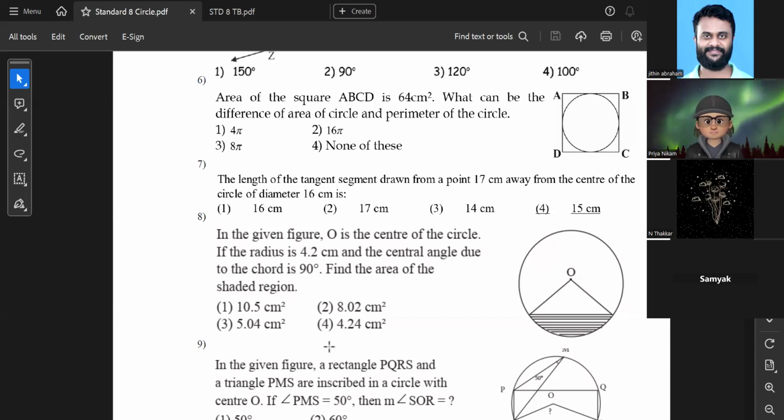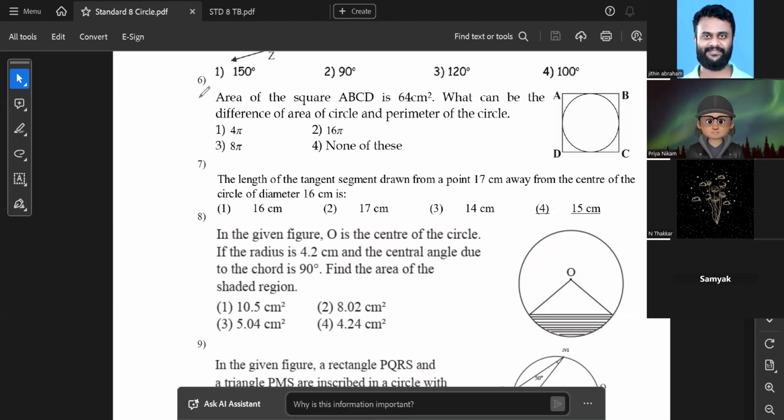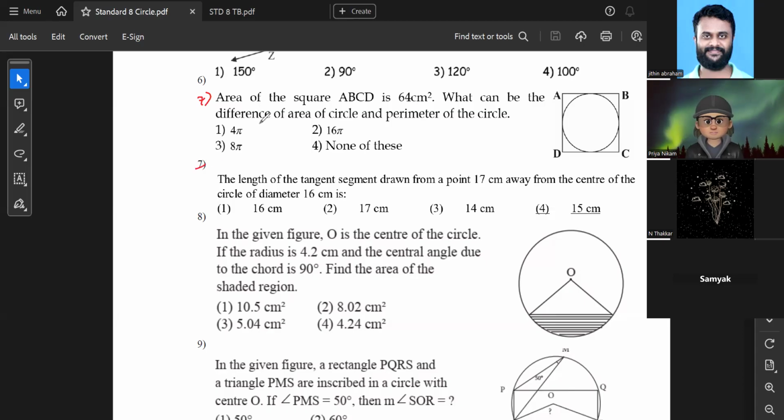Okay, dear children, let's continue. Question number 7. The area of square ABCD is 64, which means the side is 8 because 8 square is 64. What can be the difference in area of circle and perimeter of the circle?